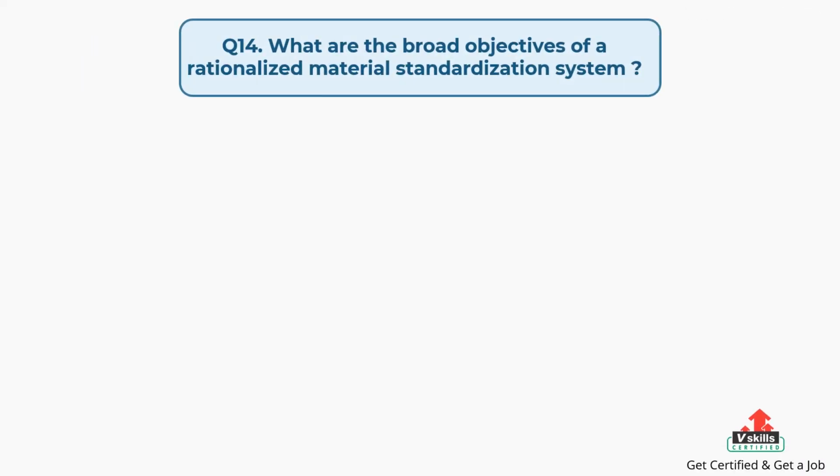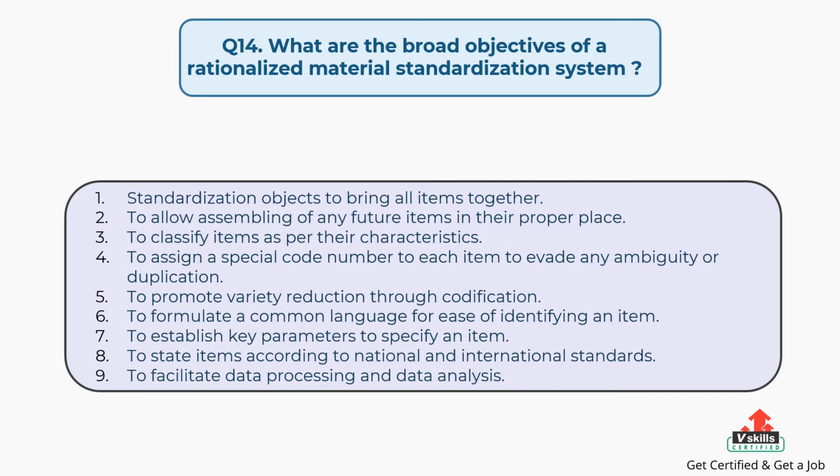Question number 14. What are the broad objectives of a rationalized material standardization system? The answer is, 1. Standardization aims to bring all items together. 2. To allow assembling of any future items in their proper place. 3. To classify items as per their characteristics. 4. To assign a special code number to each item to evade any ambiguity or duplication. 5. To promote variety reduction through codification.